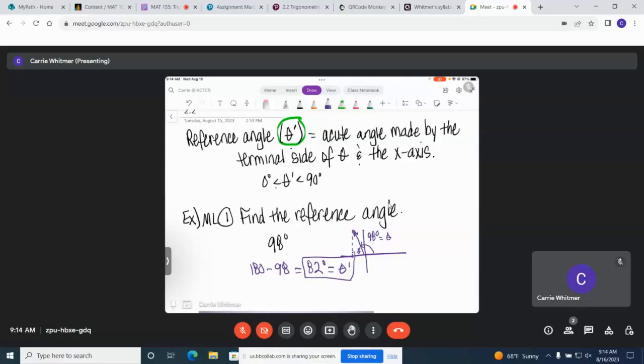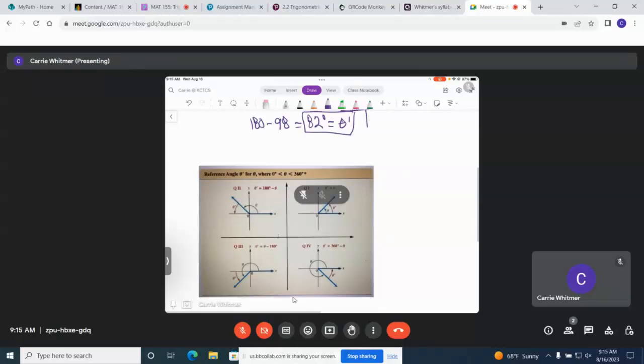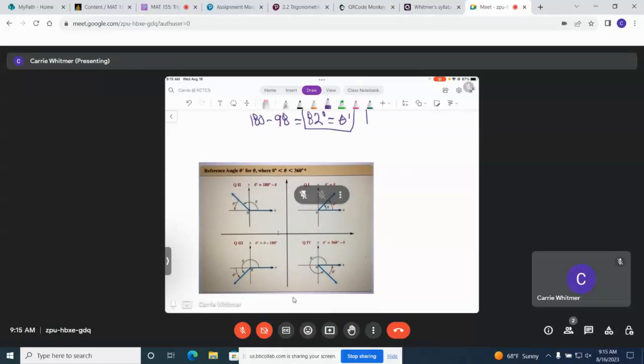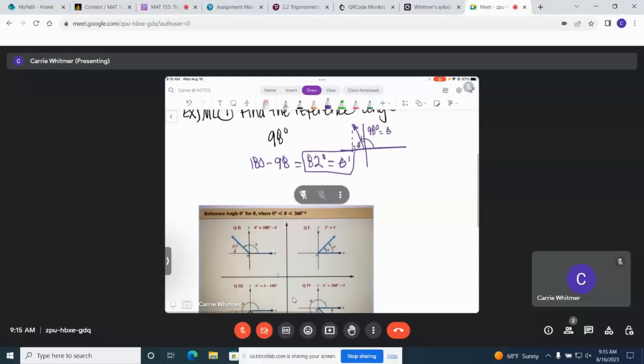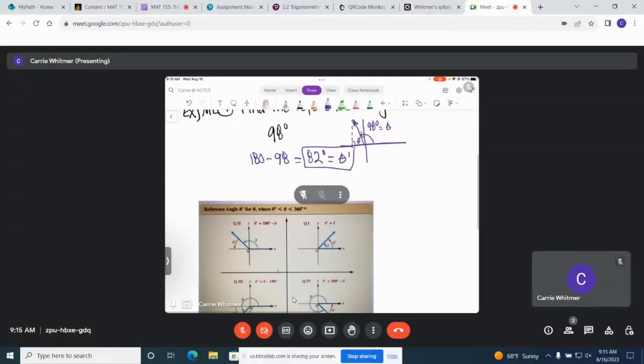Now, we do have formulas, so if you don't want to have to draw it out every time, I know some of you are not fans of graphing, you're welcome to do that. Here's what the formulas look like. Any angle that is given to you that is in quadrant 2, you're going to take 180 minus the angle. That's exactly what we did here on example 1. Our 98 degrees was in quadrant 2, so we just subtracted that from 180.